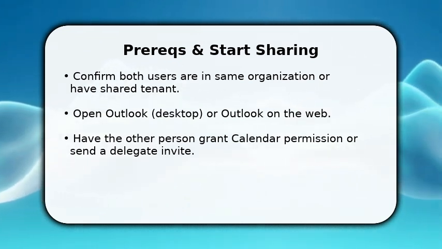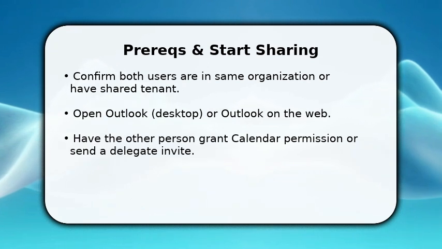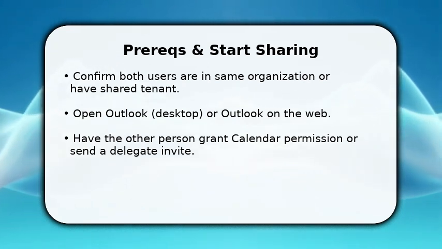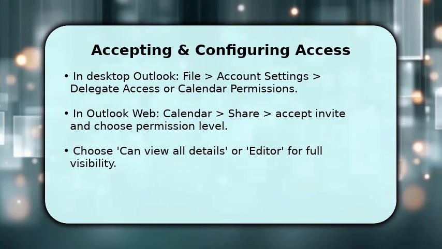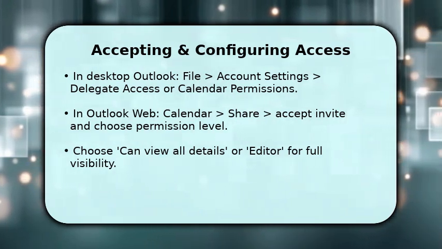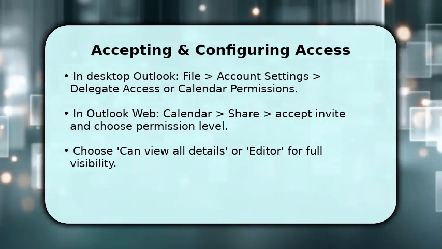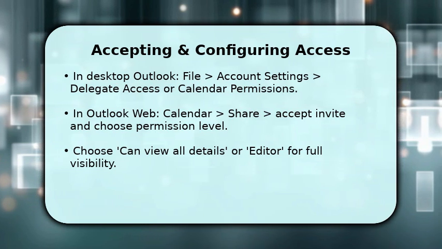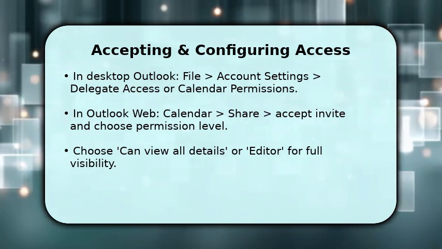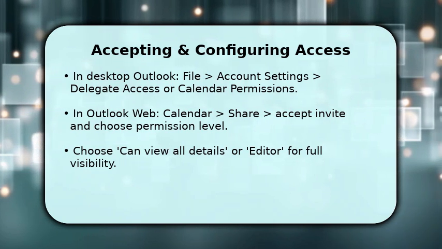Once they begin granting permissions, move to the account where you'll accept and configure the access. You now accept and configure the permission. In Desktop Outlook, go to File, Account Settings, Delegate Access, or right-click the calendar and choose Permissions. In Outlook on the web, open Calendar, find the Share Invitation, and accept it.